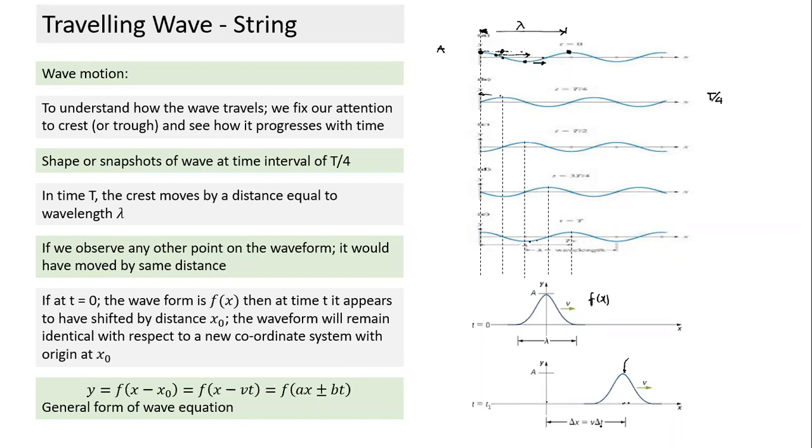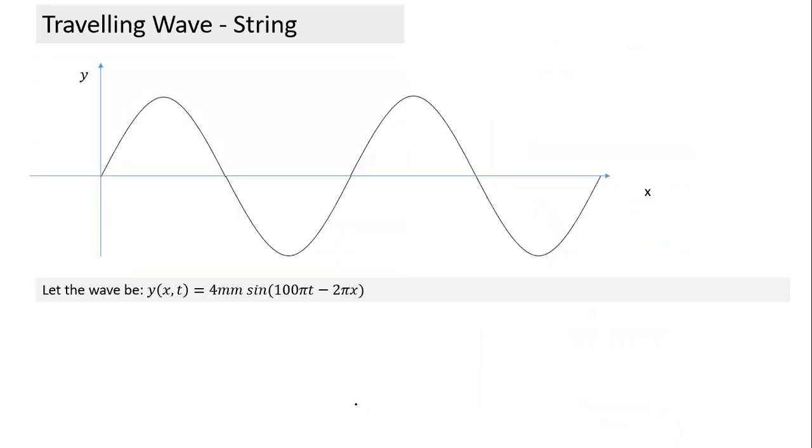In time t, the whole wave shape has shifted by distance x naught. So this equation, if it was f(x) initially, can be written as f(x minus x naught), where x naught is vt. So what we understand from here, we can generalize. Any traveling wave, the general form is a function of x and t, a linear function of the form ax plus or minus bt. That's the general form of any traveling wave. It cannot be x squared.